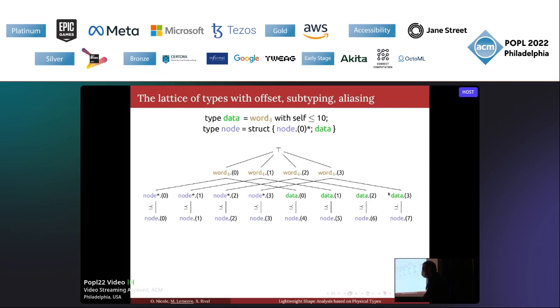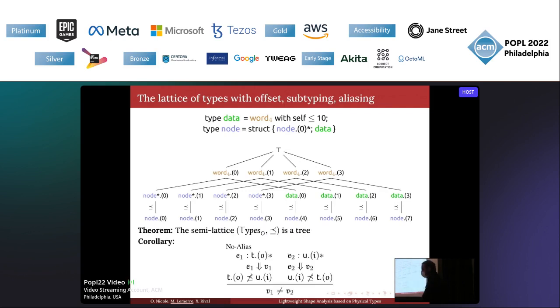Now we can continue and say that the data 0.3 is also the first part of the word, and that everything is a byte. So we have a complete lattice, and this lattice will be used to perform join operations and inclusion, which are the most important operations in an abstract interpretation.